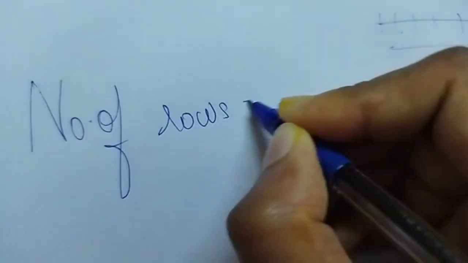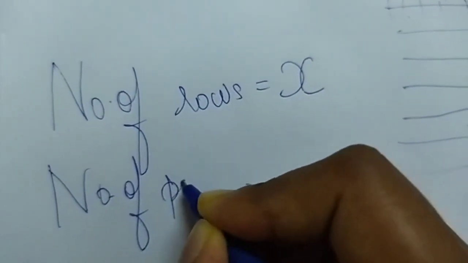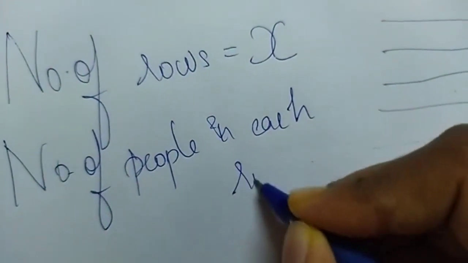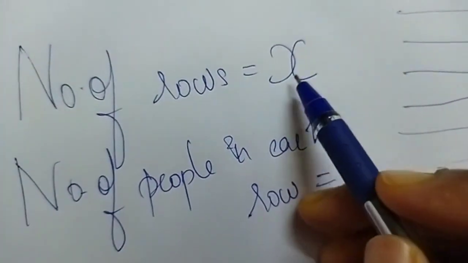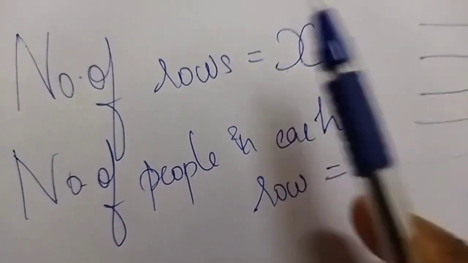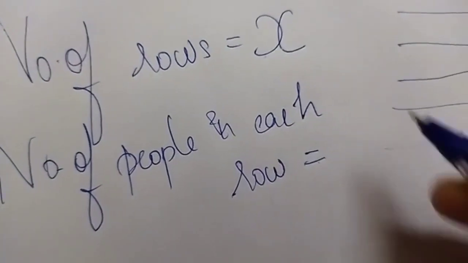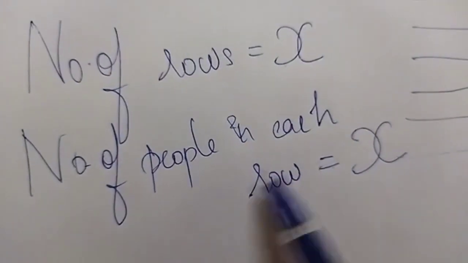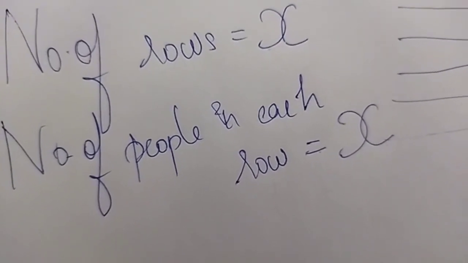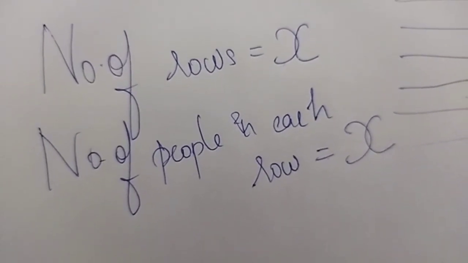Let me take the number of rows as x. Then the number of people in each row is equal to, if there are x rows, if there are 10 rows, then in each row there are 10 people standing. If there are x rows, then how many people are there in each row? Same, equal to x. So the number of people in each row is equal to x. Can you understand how we have written the number of people in each row as x? Because the number of rows and the number of workers in each row are equal.